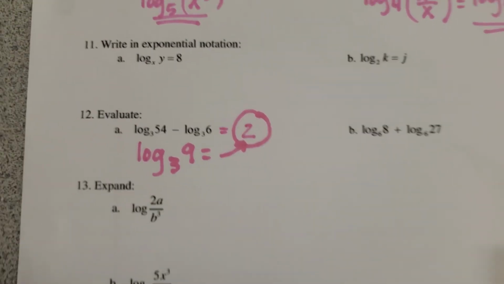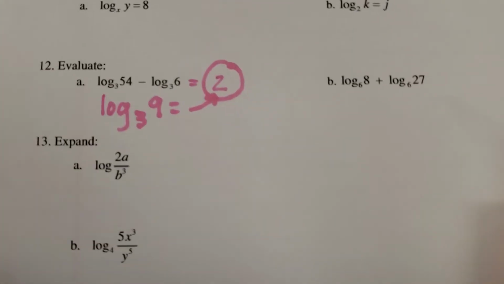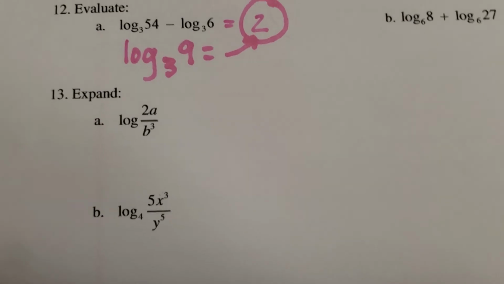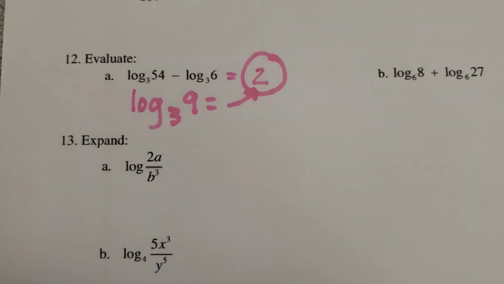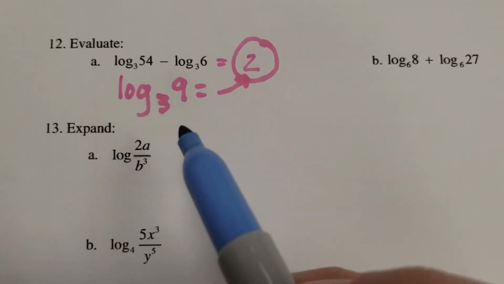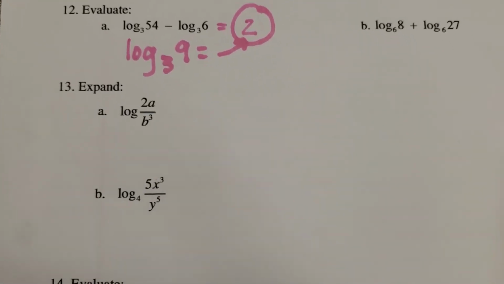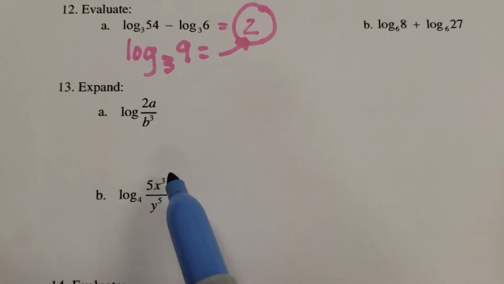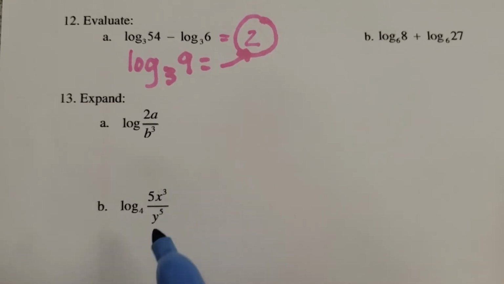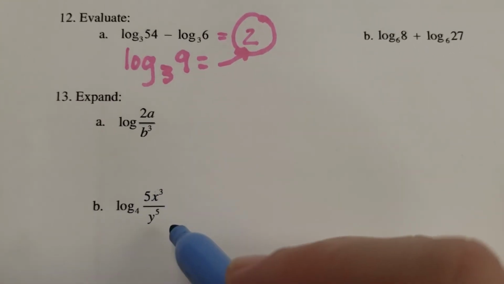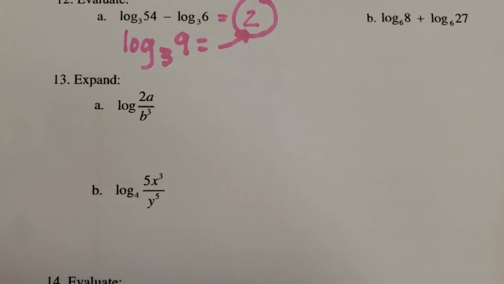All right, we're expanding in number 13. So remember, this is where we have multiple things crammed into one log, and we want to write them out separately. So if we look at, let's actually do B here. All right, so I have log base 4 of 5x cubed divided by y to the 5th. All right, so all of this is in one log. I want to write it as separate logs.